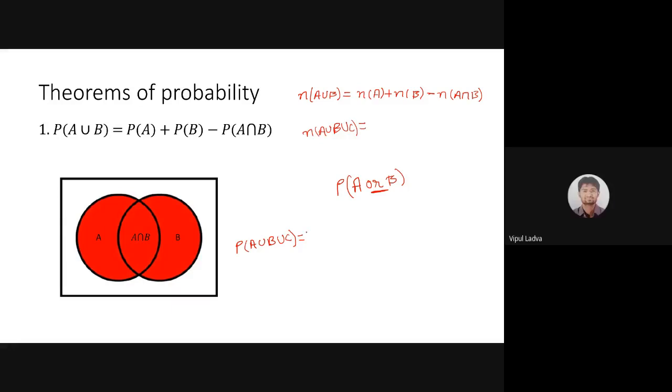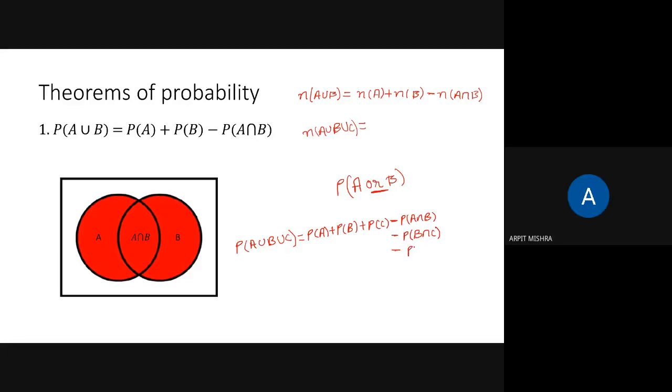Please help me. P of A union B union C. What should this be? So probability of A, plus P of B, plus P of C. Now, sir, we are going to subtract the probability of the intersection of two particular events, like minus probability of A intersection B. Perfect. Minus probability of B intersection C. Good.